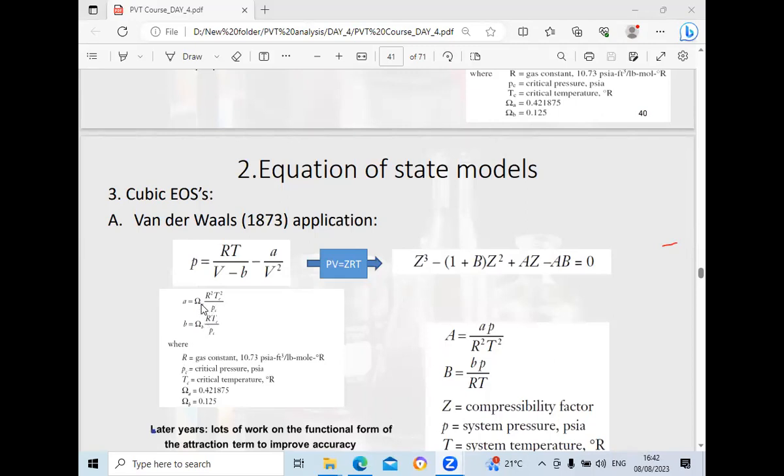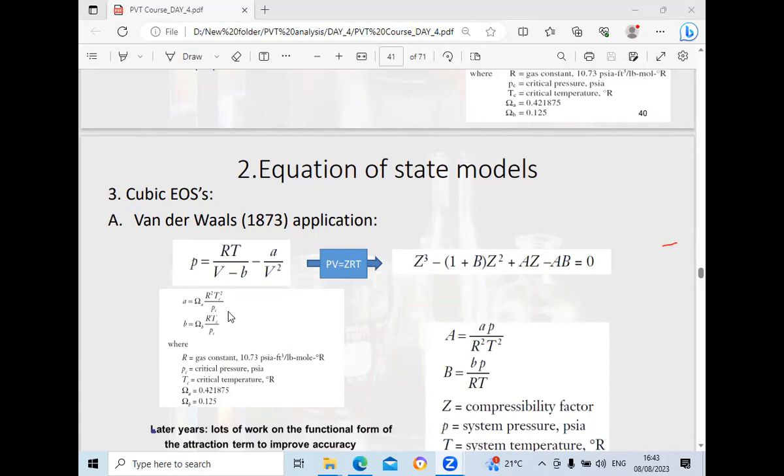All right, so from there, it depends on Omega A and Omega B, and these values have been given. And then we have our gas constant, a particular value of 10.73, which is based on this particular unit. You may have different values in different units. This one is in field units, where we have psi, feet, and temperature in Rankine. Temperature is in Rankine here, and then we have our critical pressure and temperature.